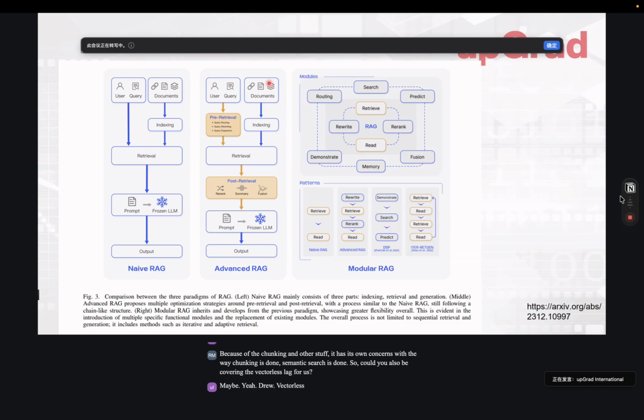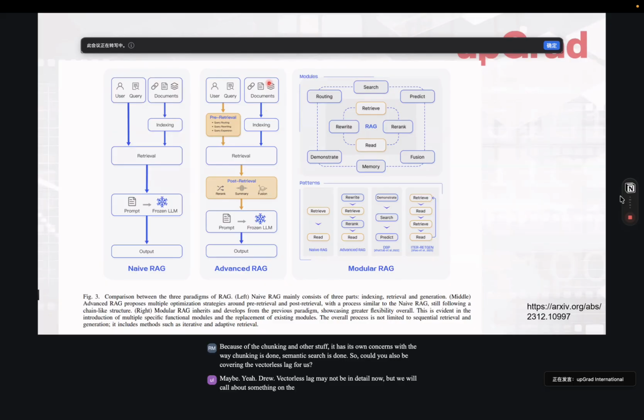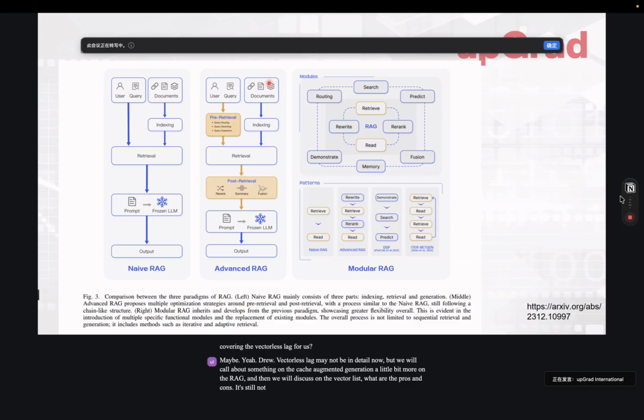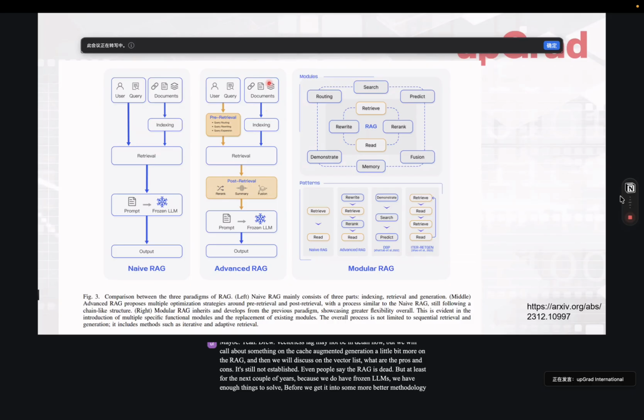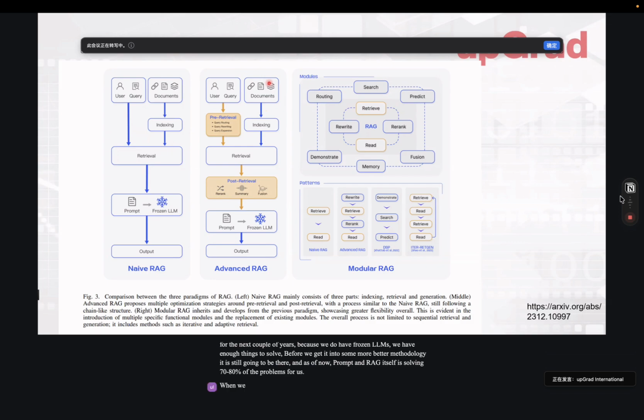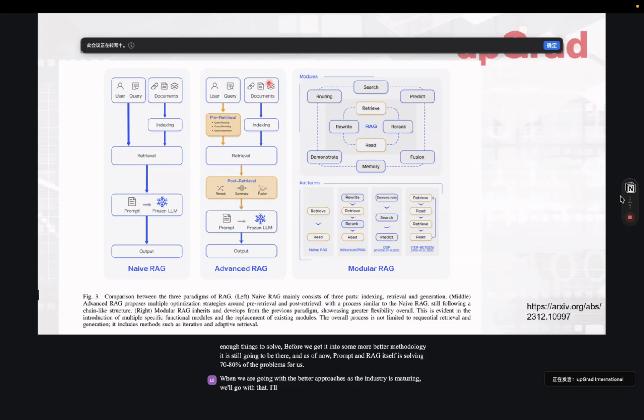Vectorless RAG may not be in detail now, but we will cover something on cache augmented generation, a little bit more on the RAG, and then we will discuss vectorless, what are the pros and cons. It's still not established. Even people say the RAG is dead. But at least for the next couple of years, because we do have prompts and LLMs, we have enough things to solve. Before we get to some better methodology, it is still going to be there. And as of now, prompt and RAG itself is solving 70 to 80% of the problems for us. As the industry matures, we'll go with better approaches. I'll cover a little bit of that later as well.